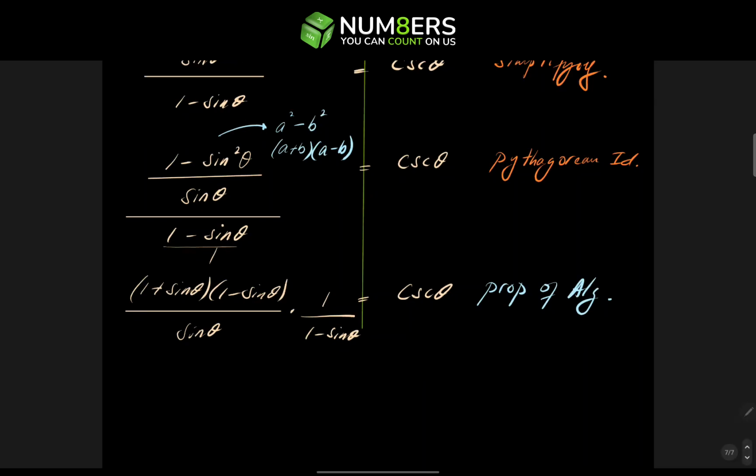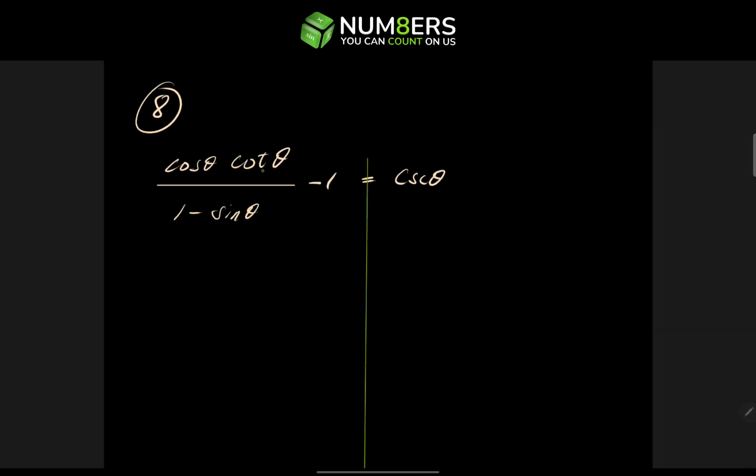And now we're going to simplify. 1 minus sine theta and 1 minus sine theta, they cancel out. So we end up with 1 plus sine theta over sine theta. So we're going to write cotan theta in terms of sine and cosine by using the quotient identity. And if we recall that cotan theta is equal to cosine theta divided by sine theta, that's a quotient identity.